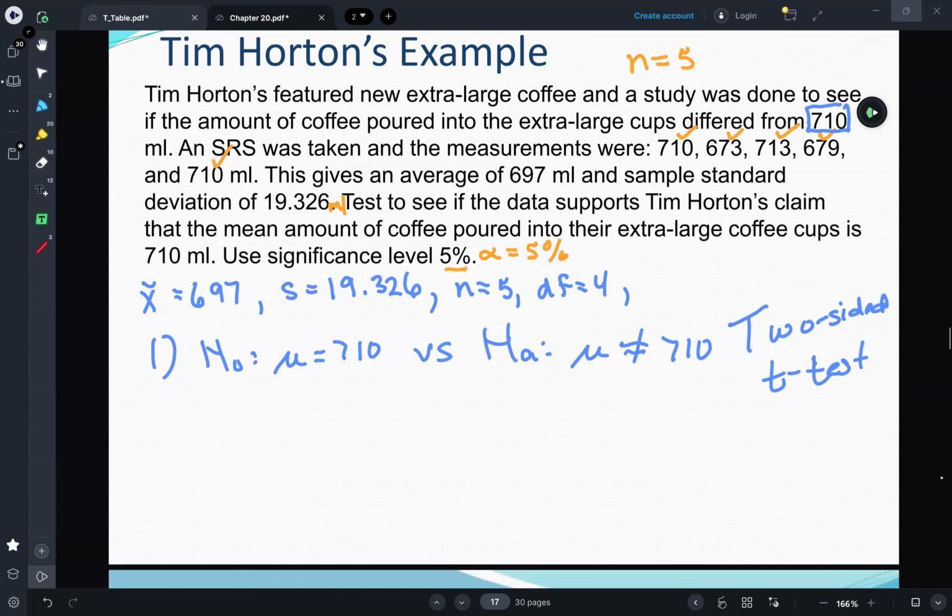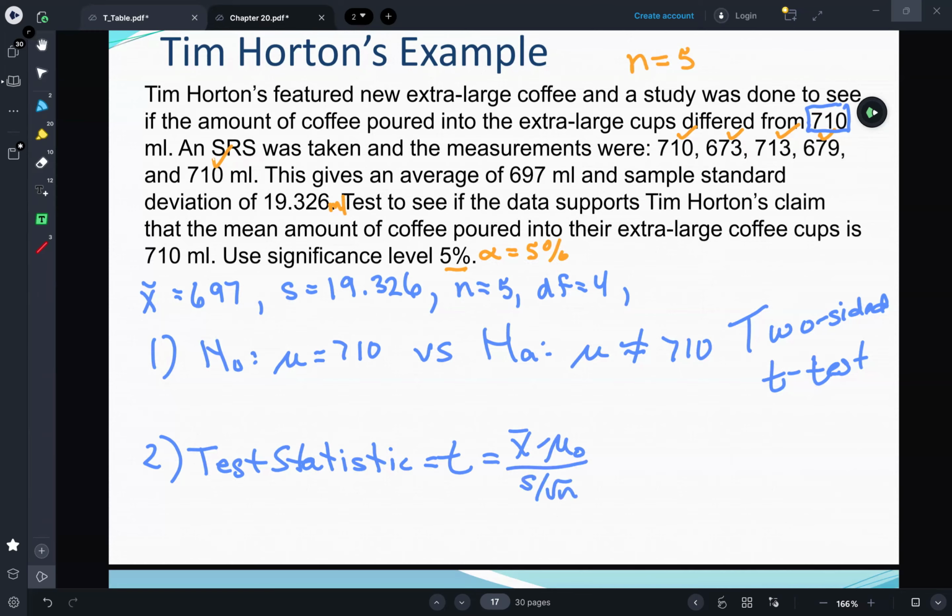So step 2 is we're going to calculate the test statistic, which is going to be our T, which is going to be X bar, subtract mu naught, divide by S over square root n. We plug those values in, it's going to be 697, subtract 710, divide by 19.326, divide by the square root of 5.